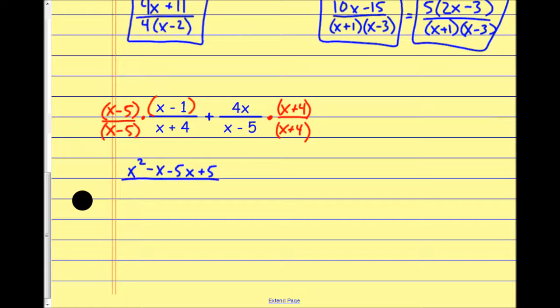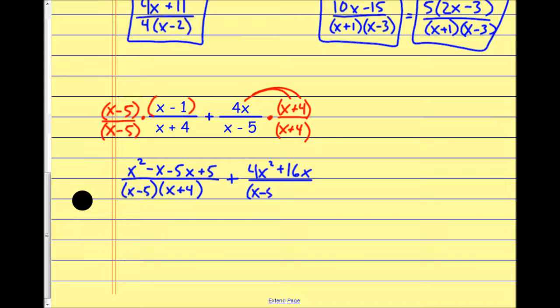The only reason I multiply out the numerators is because I need to be able to combine like terms, and I can't see my like terms unless I do my distributive property. So here I distribute, that's a 4x squared plus 16x. The denominator, once again, is exactly the same as the other denominator. I've got the same two factors.